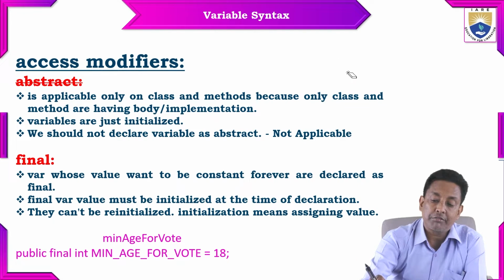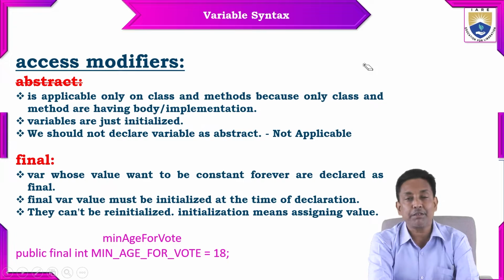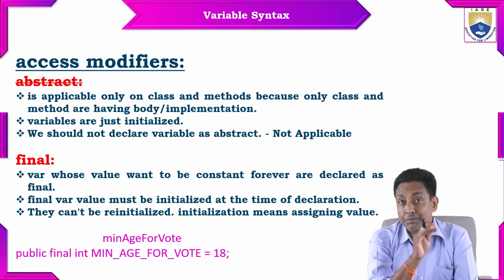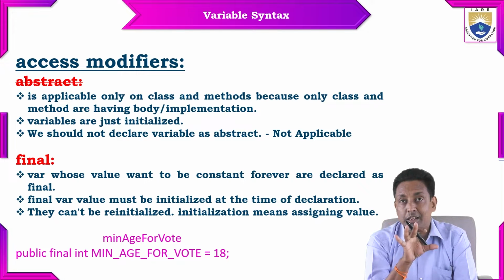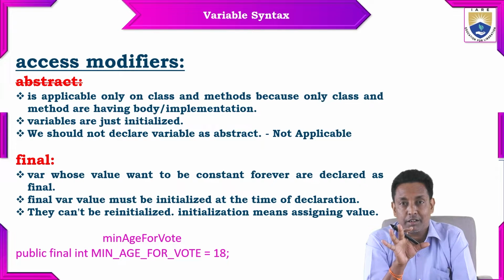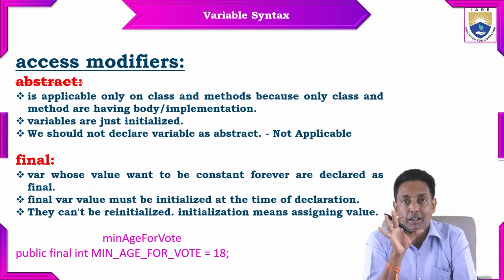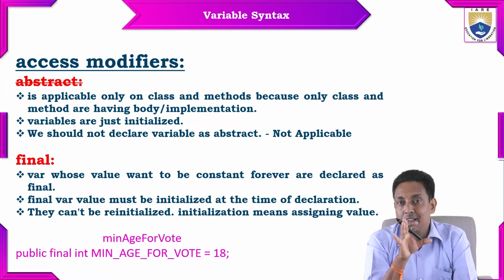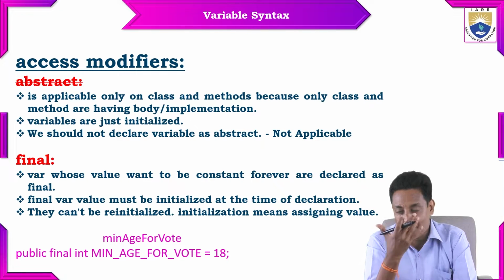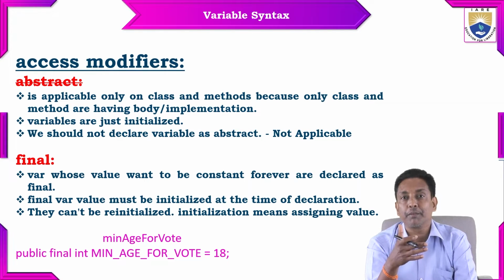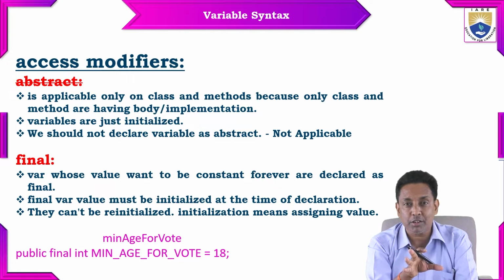Here the point is, why can't we apply abstract on variable? See, abstract is applicable only on class and method because abstract means unimplemented. It can be applied only on class and method but not on variable because only class and method are having body, implementation, the logic, but not the variable. Variables are not having body, variables are not having implementation.